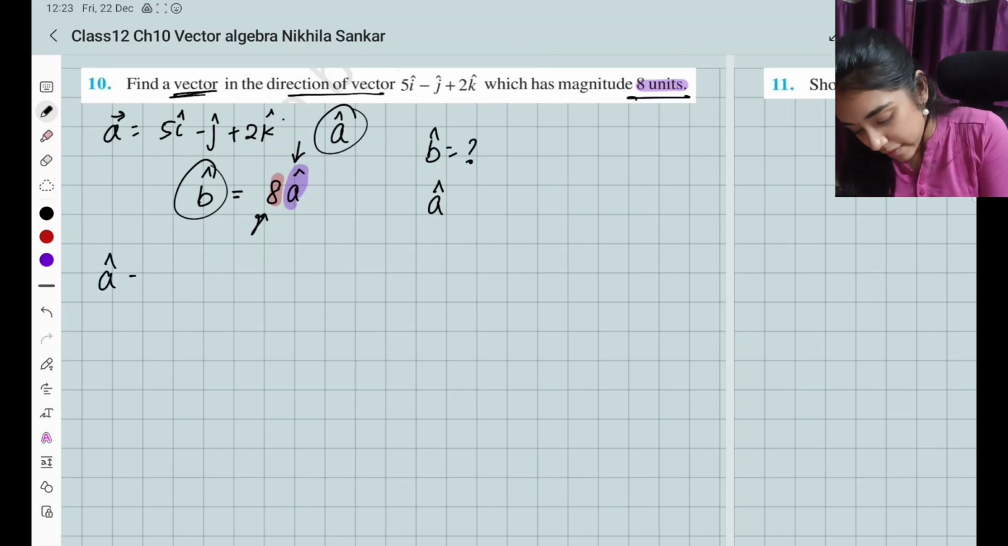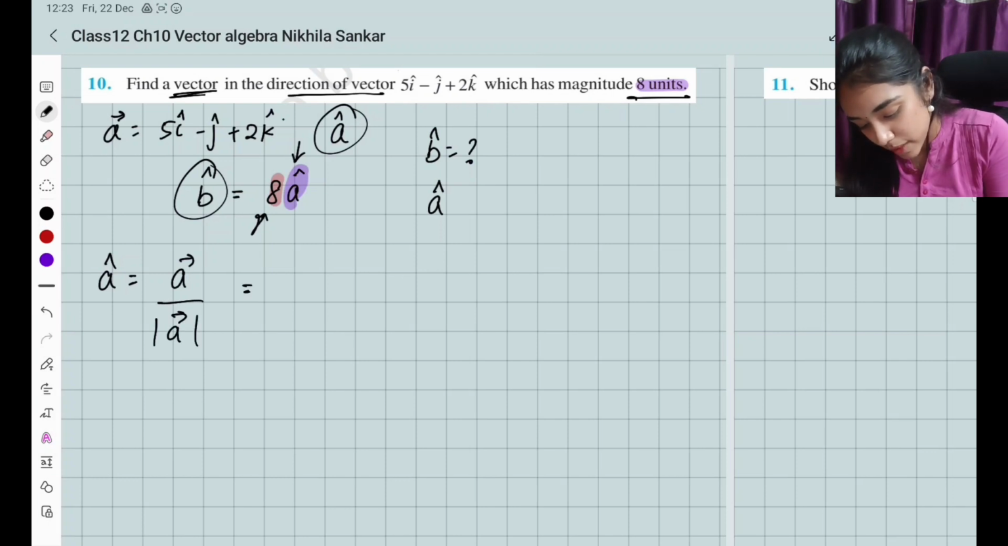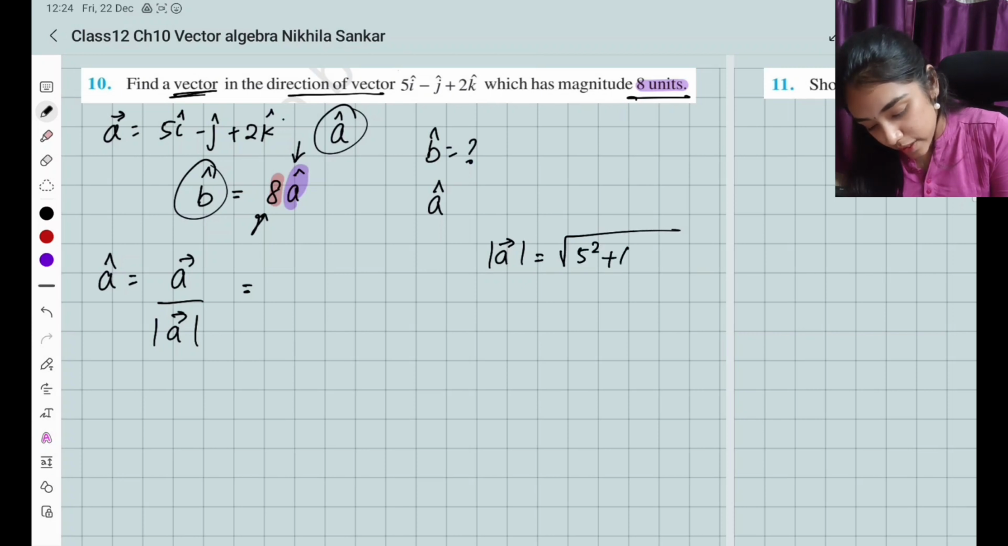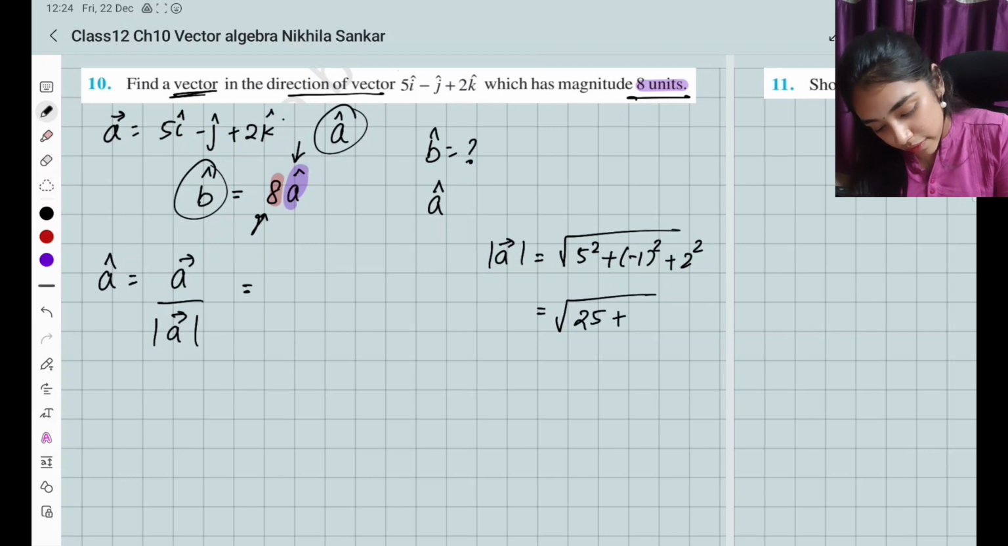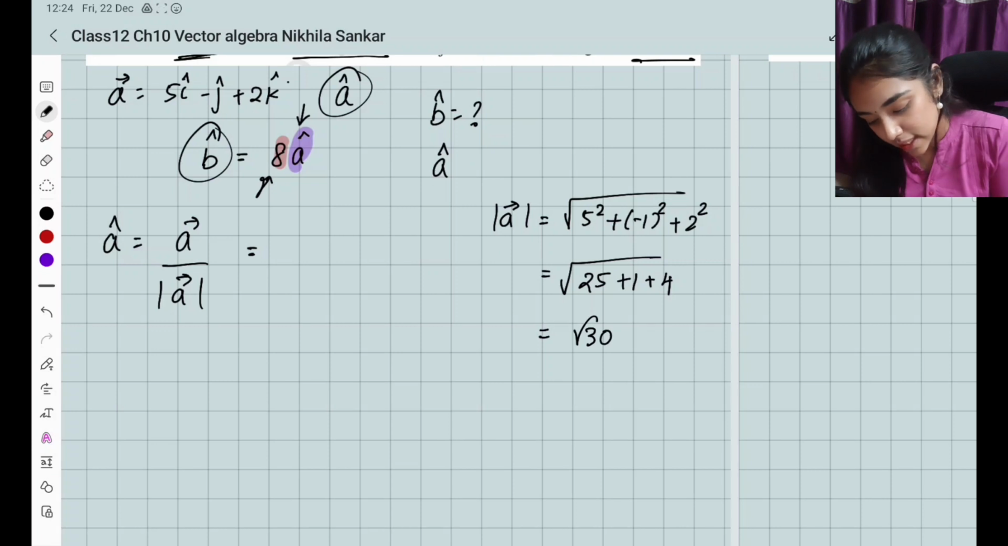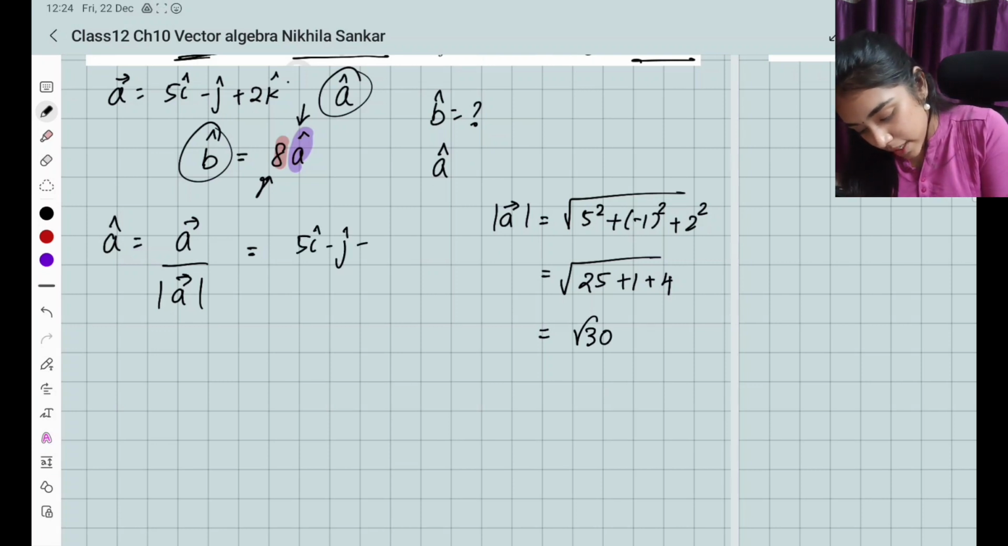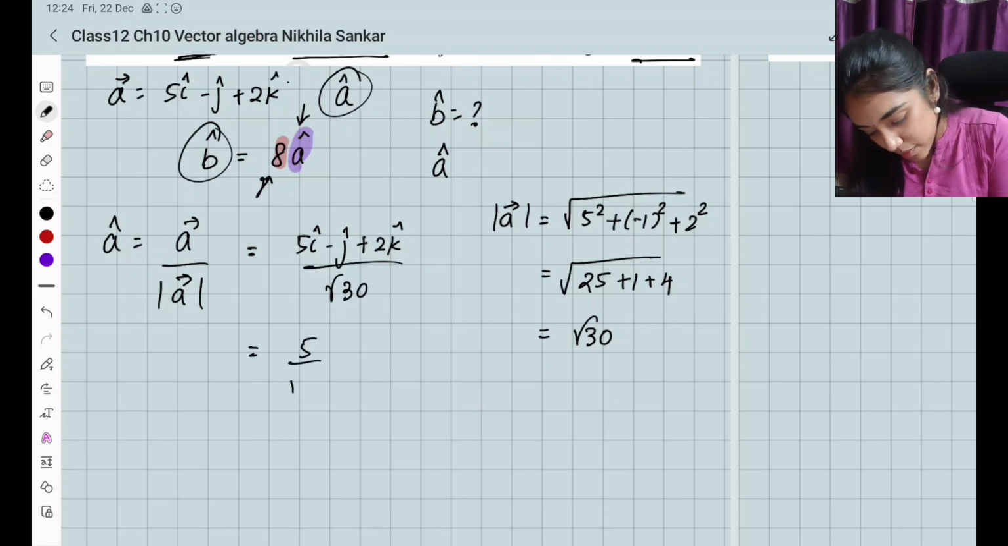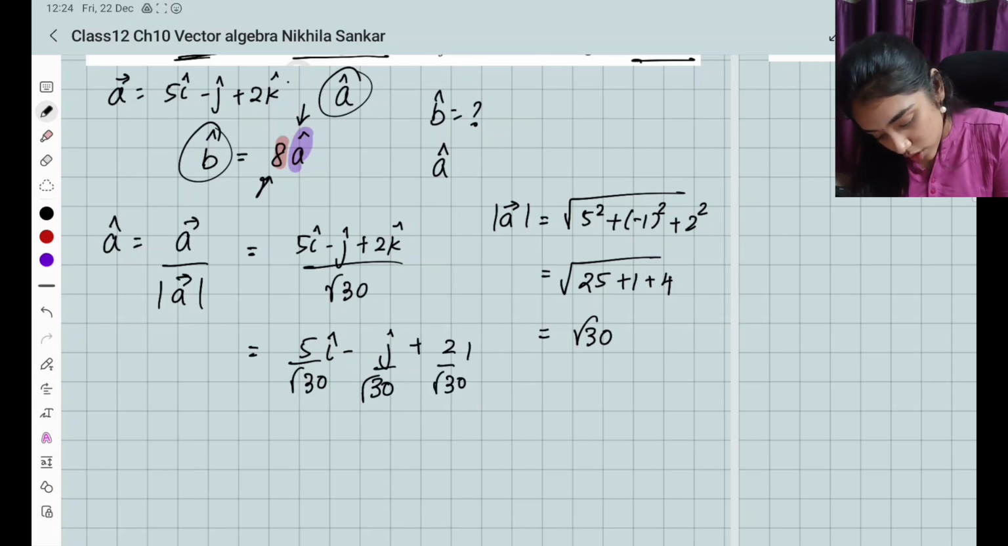Okay? So I have a cap to be a vector divided by the modulus of a. The modulus of a vector is going to be square root of 5 square plus minus 1 the whole square plus 2 square. So this is going to be square root of 25 plus 1 plus 4. So this is going to be 26 plus 4, which is root 30. So I have 5i cap minus j cap plus 2k cap divided by square root of 30. So this is going to be 5 by root 30 i cap minus j cap divided by root 30 plus 2 by root 30 times k cap.